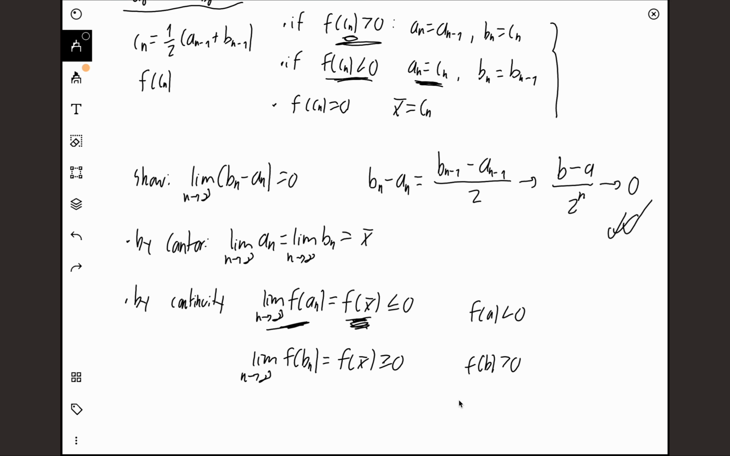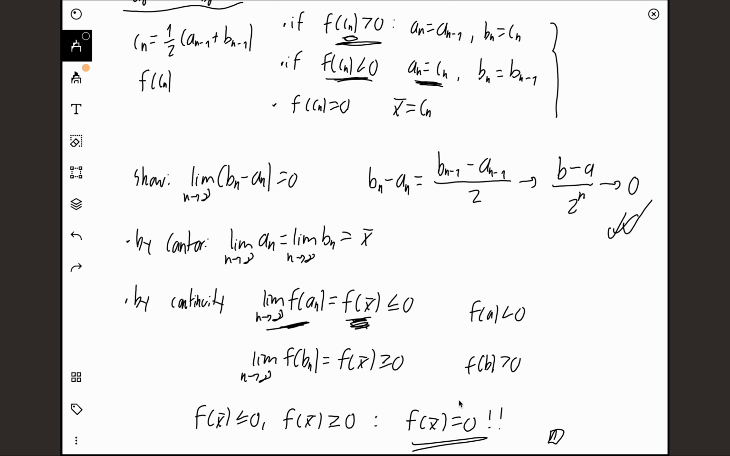So basically we now have two things. f of x bar is less than or equal to 0, and it's also greater than or equal to 0. So the only thing that's possible, if we want both of these inequalities to hold, is that f of x bar equals 0. So we showed it. It's a pretty clean thing. By how we constructed our algorithm and by using continuity, we show that the only way these two inequalities are satisfied is if f of x bar equals 0. And that's basically the end of the proof.